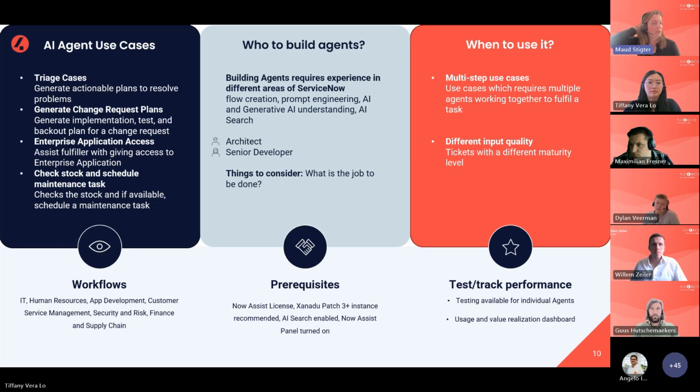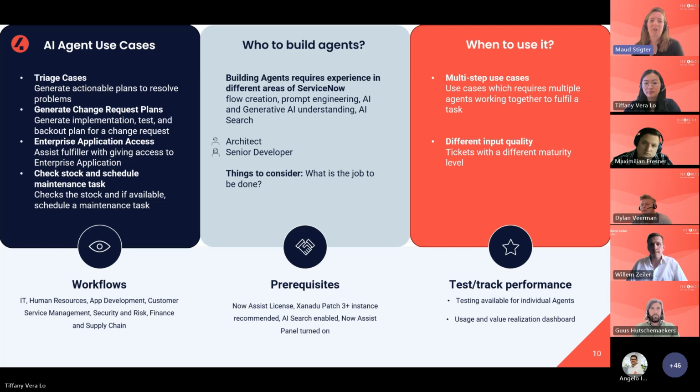Another example is to give enterprise application access. We can build agents, and they are also already available out of the box, to assist the fulfiller with giving access to an enterprise application. Think of an agent which is collecting all the relevant information from the user, but also an agent to notify the end user that the issue or that the access is being fixed.